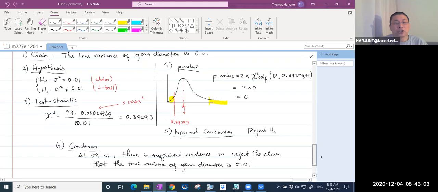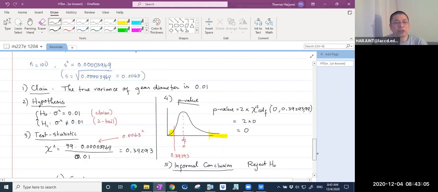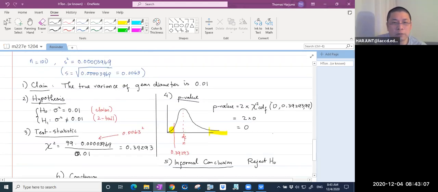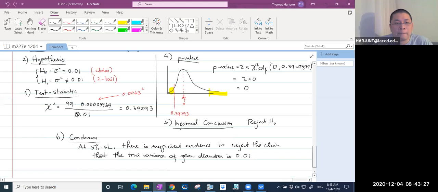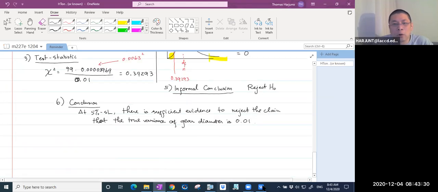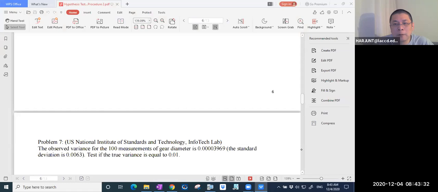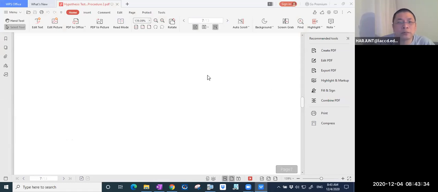In fact, if I change the wording a bit, I change the claim to be the true variance of the gear diameter is less than 0.01, then we will support that claim because, well, the p-value of that left tail is already 0. Okay, so it's definitely not 0.01. It's definitely much less than that. Okay, now that's for this example. Oops, go back here.